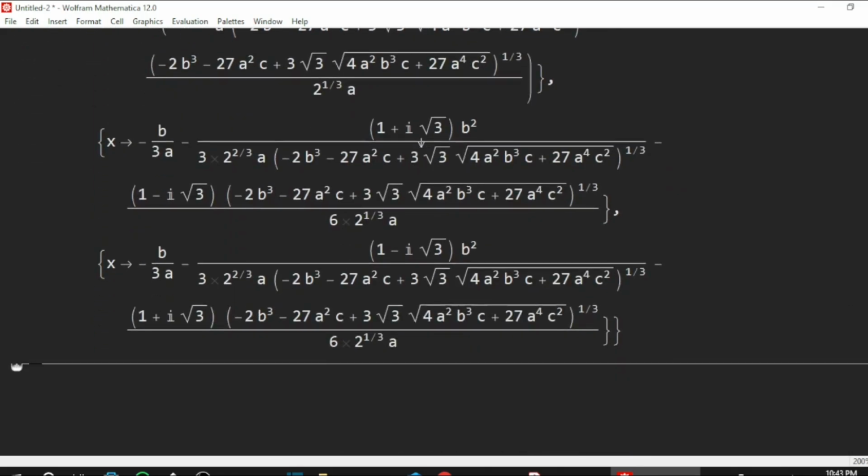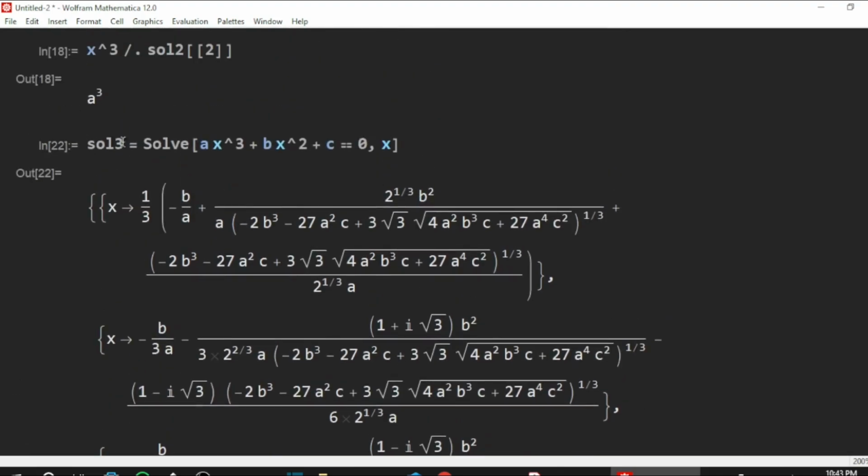So this way we can solve a simple equation in Mathematica. The command for the solution of equations is Solve.